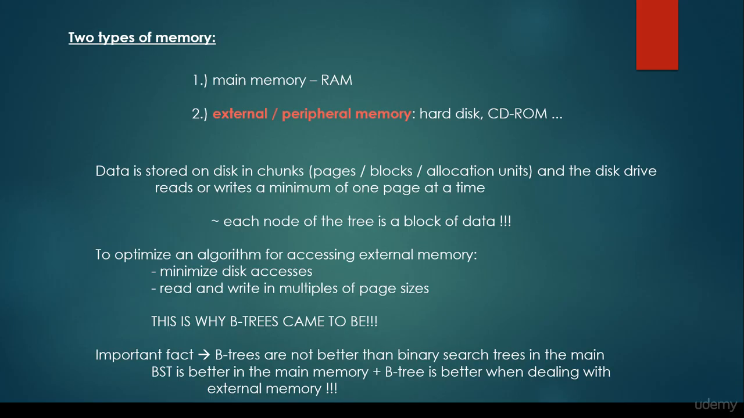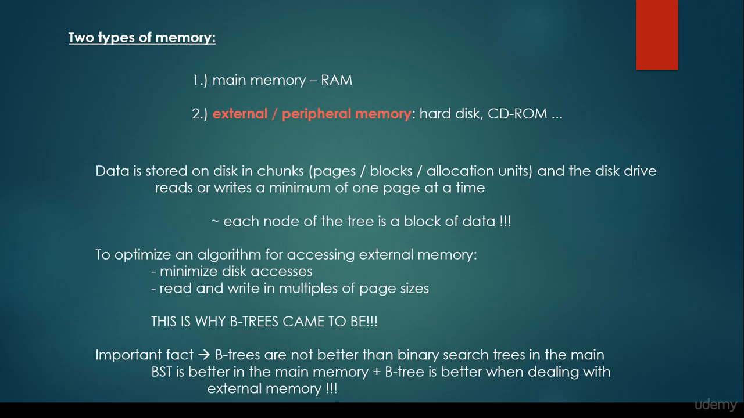It's very important that we can store a block of data in a single node, and that's why it's going to be very optimal to use B-trees. Because to optimize an algorithm for accessing external memory, we should minimize disk accesses and read and write in multiples of page sizes. And this is exactly why B-trees came to be.